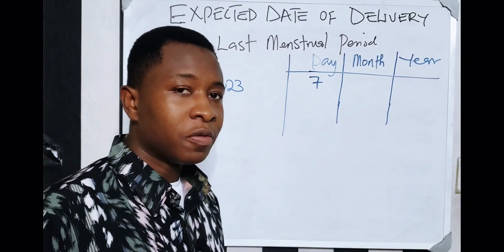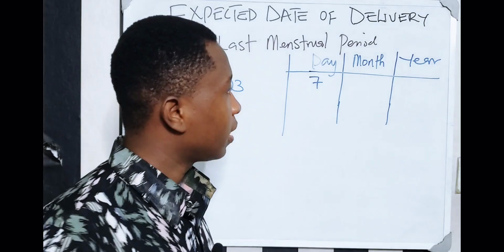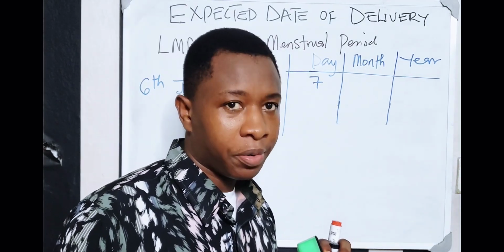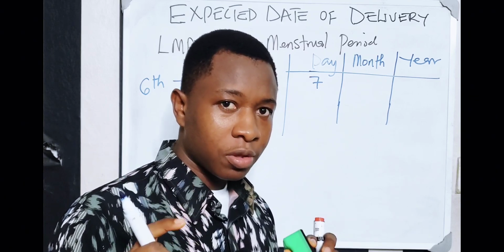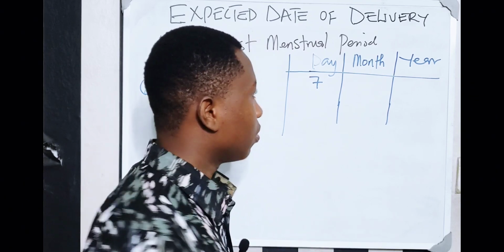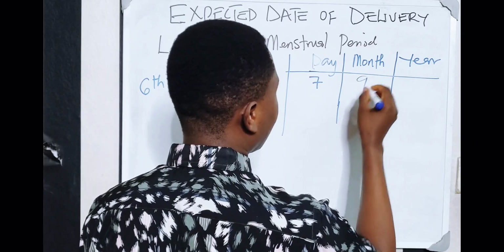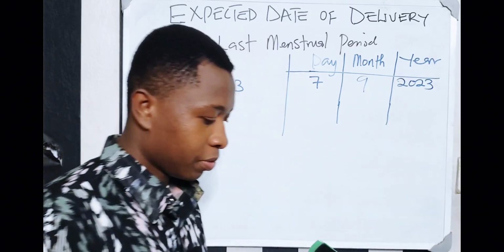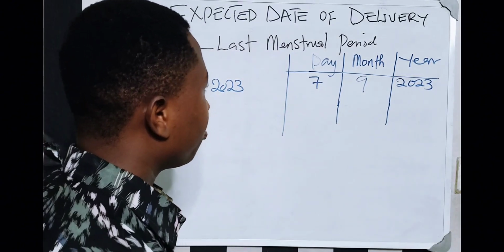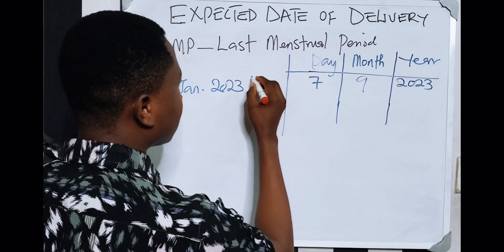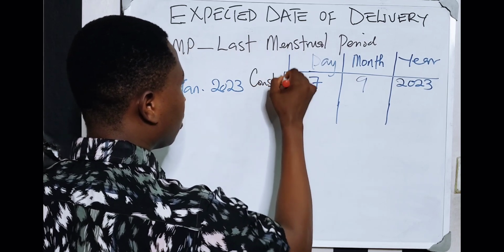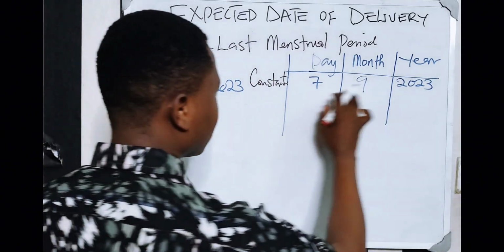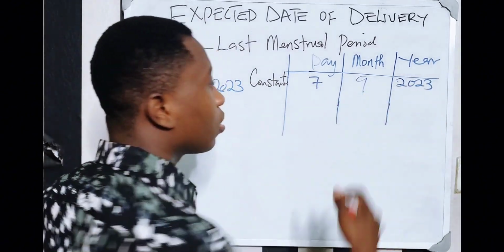In a month you have an average of 30 days, right? And out of that 30 days you have 9-month gestation period. Okay, so the number of months you are supposed to be pregnant is 9 months. So you are going to input that figure here, 9, and then you're going to input the year 2023. Okay, now I will term this as a constant. This is all you need to know. This is a constant. Now we are going to be working with these constants.